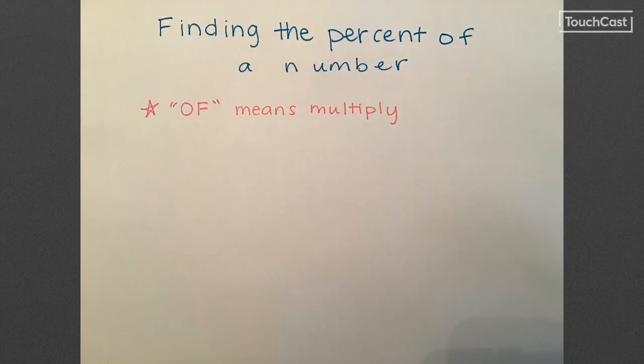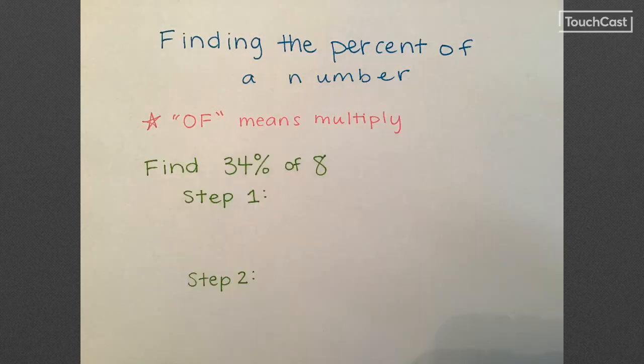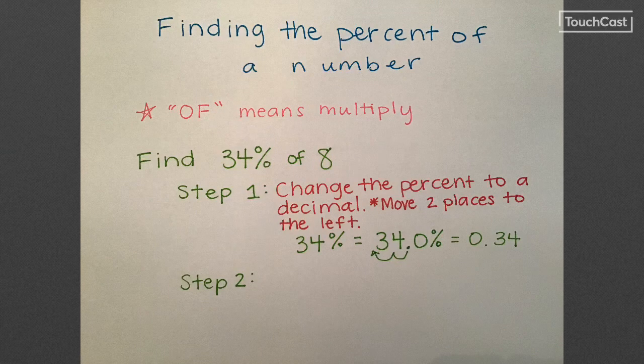Now that we know what a percent is, let's talk about how to find the percent of a number. The word of tells us that we're going to multiply. If I want to find 34% of 8, I'm going to have to do two different steps. The first step is to change the percent to a decimal. We do that by moving the decimal 2 places to the left.